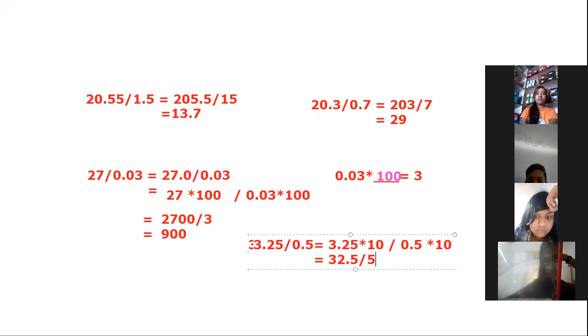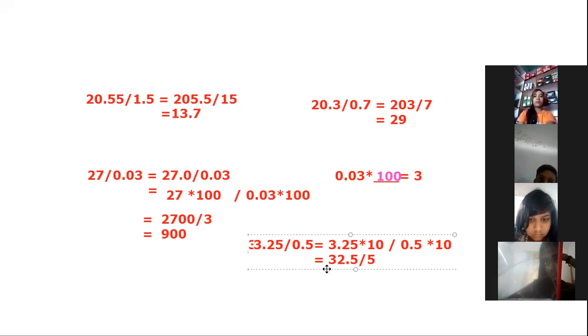You know the multiplication of decimal numbers with 10, 100 and 1000 and so on. That we have learned in our previous class. So we can take 3.25 into 10 as 32.5. So it becomes 32.5 divided by 5. Then how will you get the value of 32.5 divided by 5? How will you divide it?